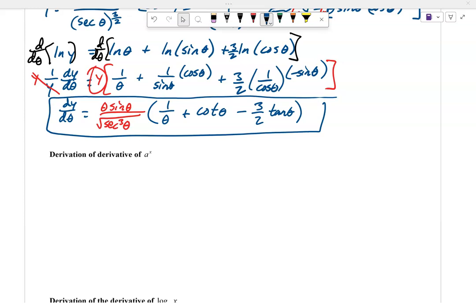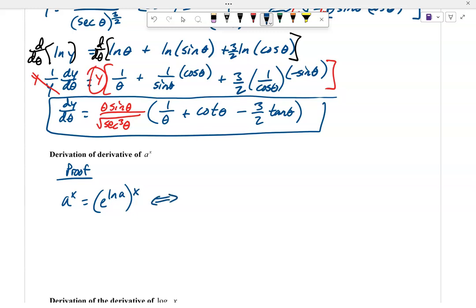Let's go ahead and find the derivative of a to the x. So let's do its proof here. If I write a to the x, that would be the same as e to the ln of a times x, because I know e to the ln of a is just a. So these are equivalent statements, right?